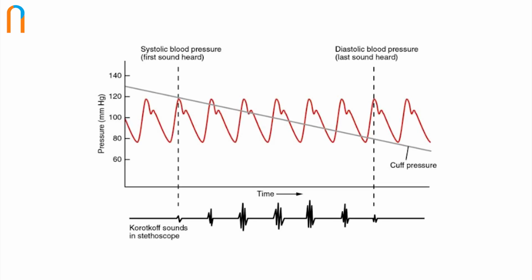Mean arterial pressure is a critically important cardiovascular variable because it's the average effective pressure that drives blood through the systemic organs. One of the most fundamental equations of cardiovascular physiology is that which indicates how mean arterial pressure is related to cardiac output and total peripheral resistance.